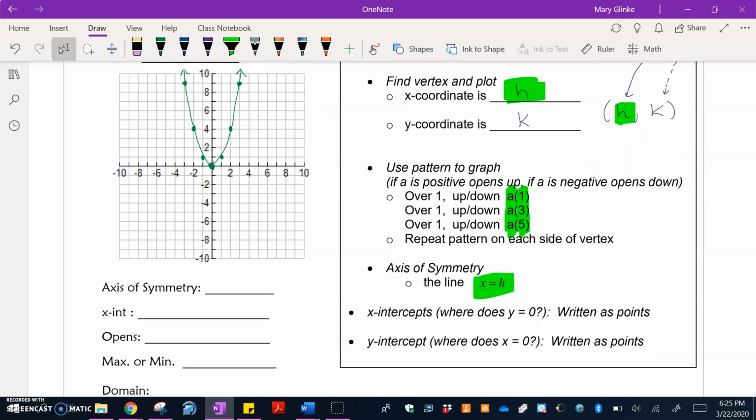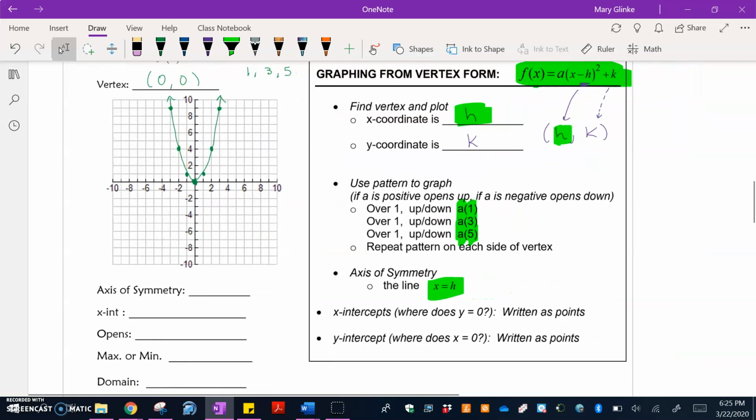Now we can look at the graph and notice that the axis of symmetry here would be the vertical line through your vertex. It's always going to be x equals a number, and it's always going to match the x value of your vertex, your h value. So this one's going to be x equals 0. My x-intercept, where my graph crosses the x-axis, is at the origin, (0, 0).